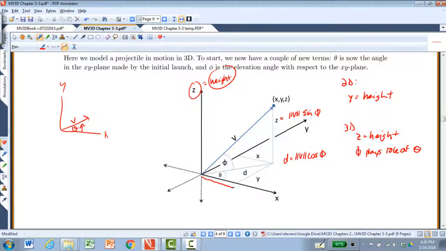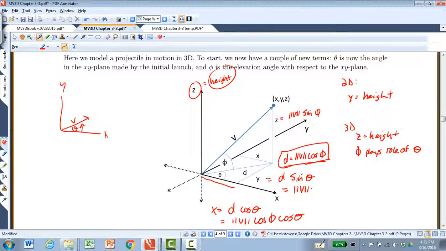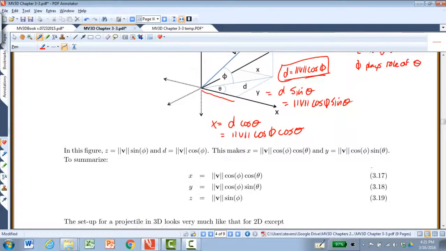X right here, x is going to be d times the cosine of theta, but d, I already figured out up here, is the size of v cos phi, so x is the size of v cos phi cos theta. Alright, so that gives you my x. And likewise, my y is going to be d times the sine of theta, but d, again, I already have, is the size of v cosine phi, so y is the size of v cosine phi sine theta. And so that's what gets me all this stuff here.